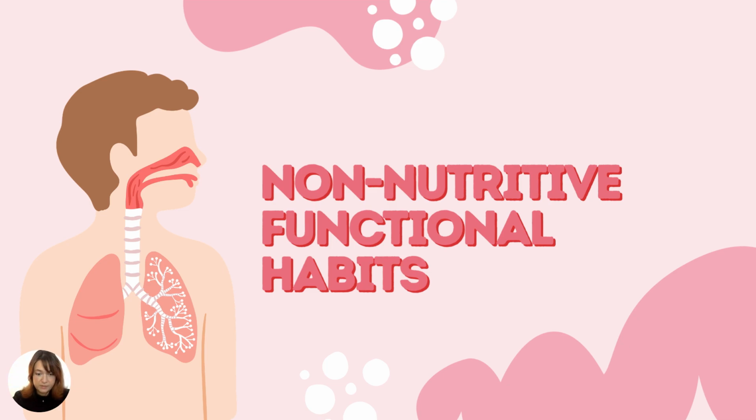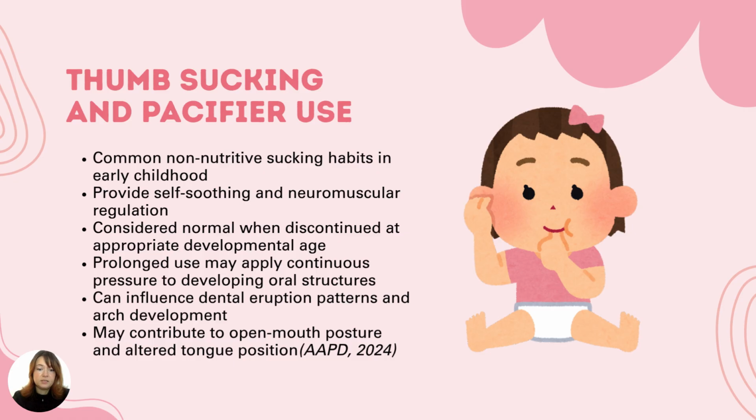So now we will be going over the non-nutritive functional habits, such as anything that our mouths are doing extra besides eating, talking, things like that. In our pediatric population, we can see thumb sucking and pacifier use. These are the most common habits in early childhood.